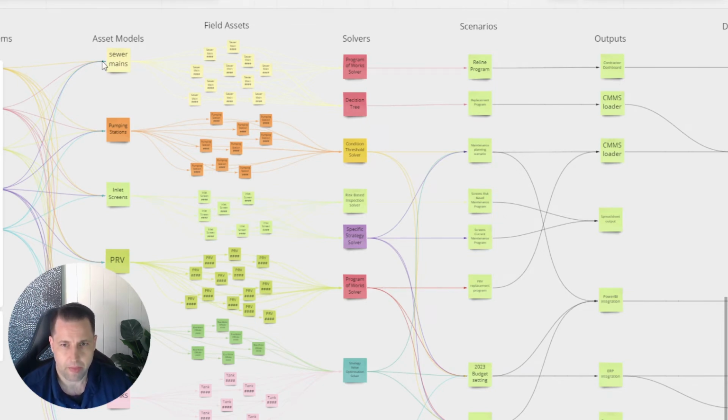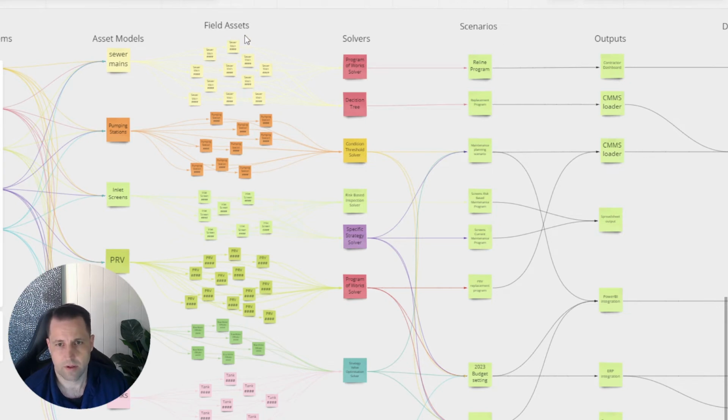From there, we can start to get a bit of a picture around the current condition and what it's likely to do in future years in terms of probabilities of failure and projections in terms of performance. Now, this field asset layer can be thought of as an asset hierarchy, where every single one of your assets in your hierarchy have a corresponding representation here in this field assets layer.